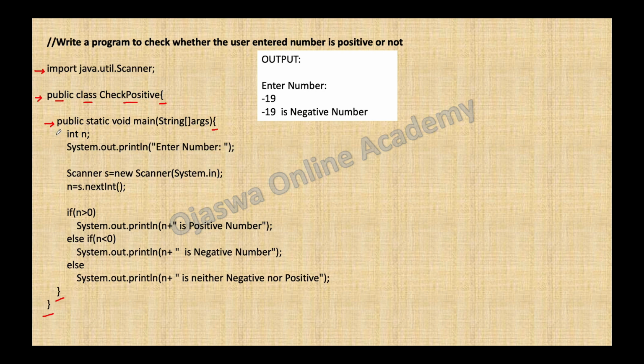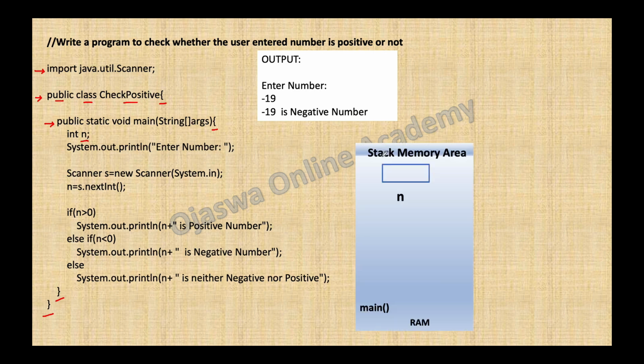So you need to accept input from the user. You need some variable to store the input. We have declared a variable of type int. As soon as the interpreter reads the statement, memory will be allocated for the variable n inside the stack memory area, in the memory space reserved for the main method. There will be a memory frame reserved for the local variables of the main method inside the stack memory area.